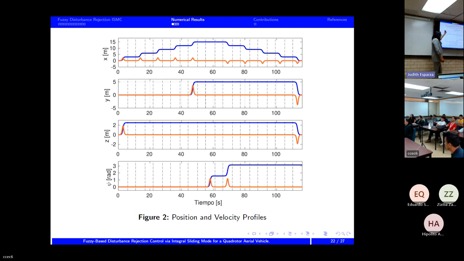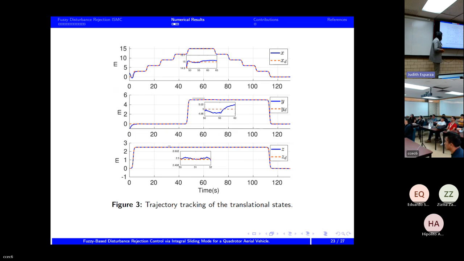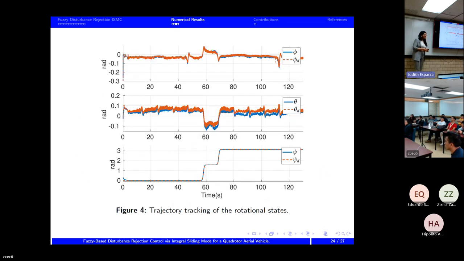Here are the predefined trajectories. The blue ones are the position of flight, and the orange ones are the velocity of flight. Here, in figure number 3, we have the trajectory tracking of the translational states. And in figure number 4, we have the rotational.